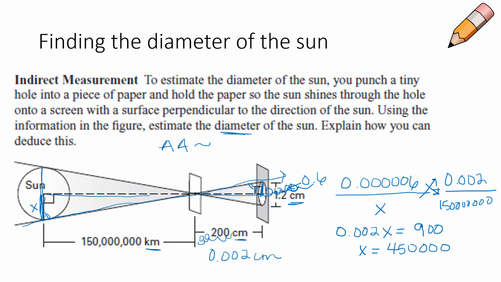Okay, remember this is just the radius of the sun. So if I wanted to find the diameter of the sun, I would have to multiply this number by 2. So when I multiply that number by 2, we get 900,000 kilometers. So this is how you could figure out the diameter of the sun, using this little experiment. So hopefully if you looked it up, the sun is about 900,000 kilometers.